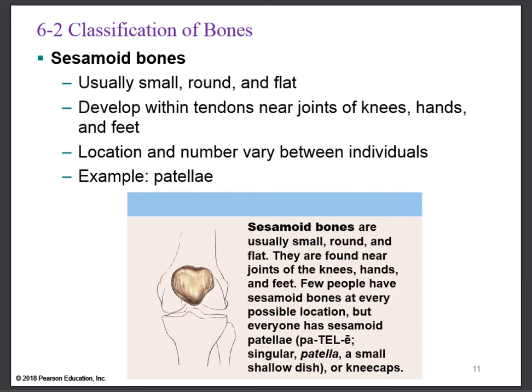But the one example that most of us would know is going to be the patella. Right? The patella is the flat bone right over here that's in the tendon of our quadricep muscles. This is kind of a group of muscles that run up here on top of the femur. So this bone is actually in the tendon of the quadriceps.